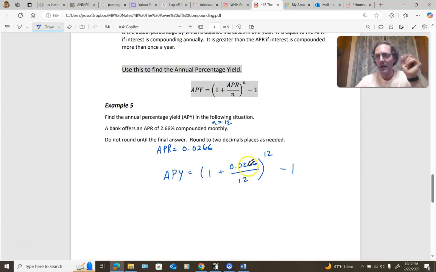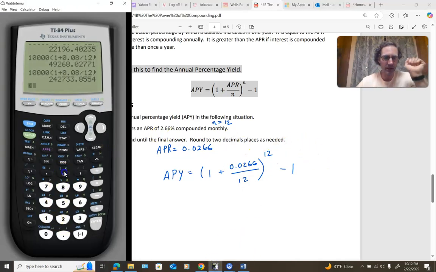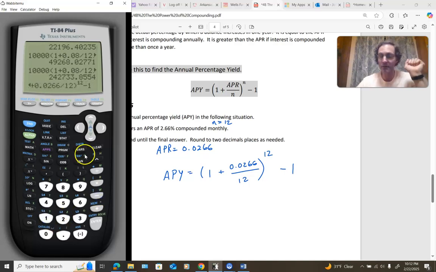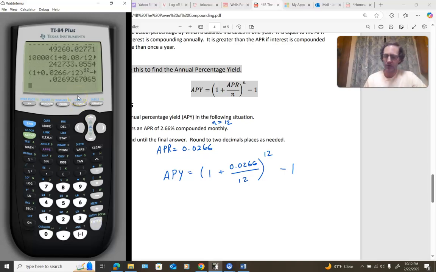Now, I do want to tell you, when you get this, it'll be a decimal. So you're going to have to convert it back to a percentage by multiplying it by 100. Well, let's just plug all this into the calculator. Open your parentheses. We're going to say 1 plus 0.0266. We'll divide that by 12. We're going to close these parentheses. We're going to raise this to the 12th power. Now I'm going to get out of the exponent, and now I'm going to say minus 1. It's very important that you do that. So now when I hit enter, let's write this down.